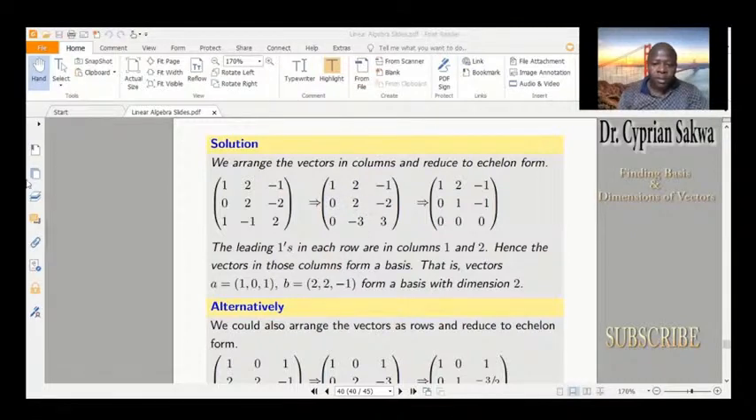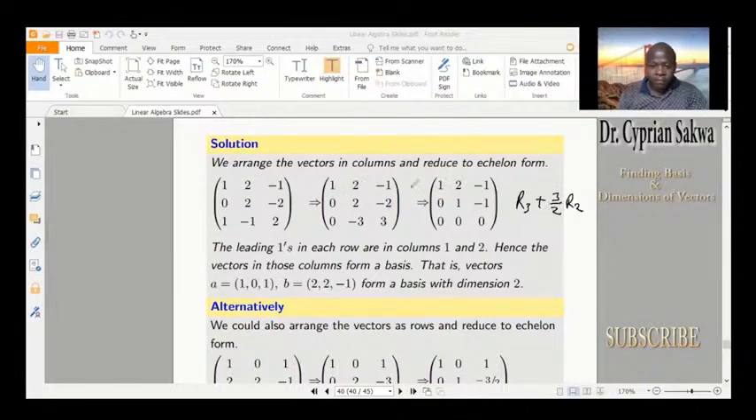So I would take row 3 plus 3 over 2 of row 2. And this will give me my new row 3.